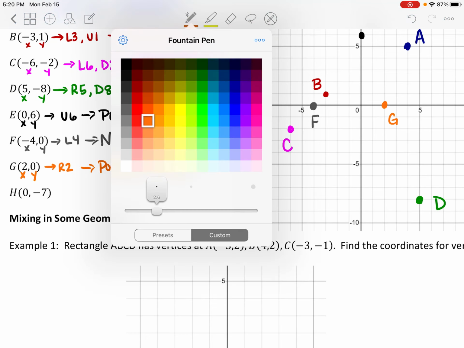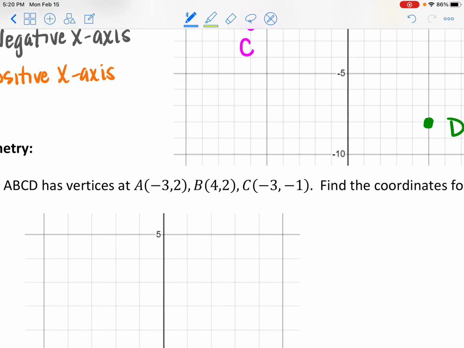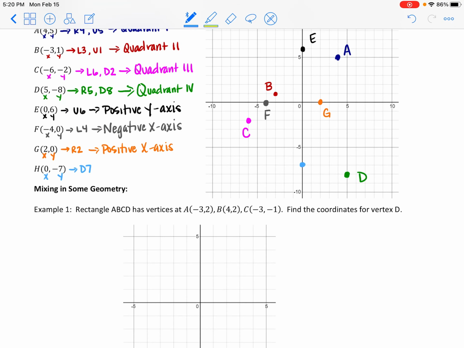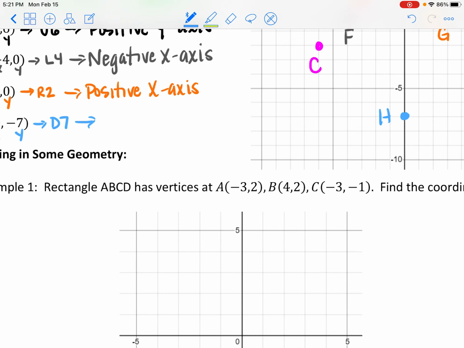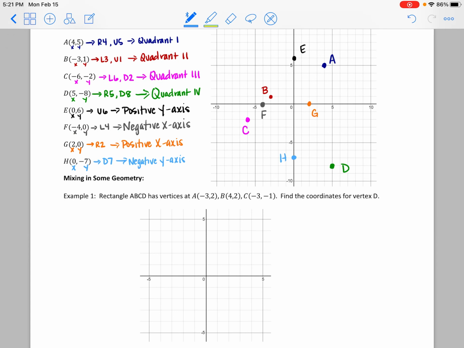And then I've got one more, which I need another color. Let's try that one. So for this last one, again, here's our x, here's our y. No movement on the x, not going to go left, right, just a -7 for the y. So that's going to be down 7. So from the origin, if I move down 7, I land here, and that's the location for point H. And again, that is on the negative part of the y-axis. Okay? So hopefully that makes sense.